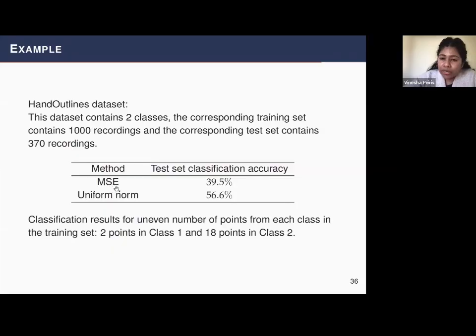So we compare mean squared errors and uniform norm. The same network, where we go directly from inputs to outputs, but 2 different loss functions. And as you can see, uniform norm is doing a better job compared to the mean squared errors in this case, right? So if you have an underrepresented group, if you have a smaller number of data points in your data set, you could still use alternative techniques, not just mean squared error, to get better classification accuracy results.